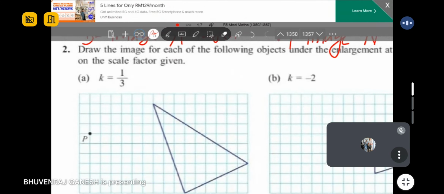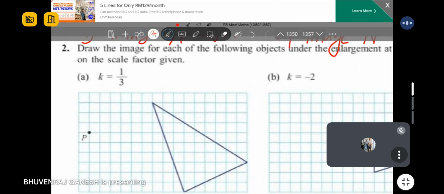Okay, so for this one, we want to draw the image. Based on the scale factor, which one will be bigger? Maybe I ask this question to boys team. Okay, so for boys team, who is the next person? Davinesh, can you try and see? K equals 1/3. Object or image bigger? Which one will have a larger size? Object or image?